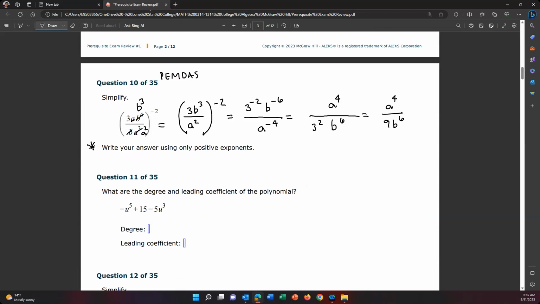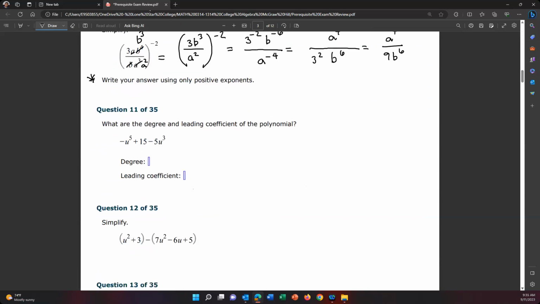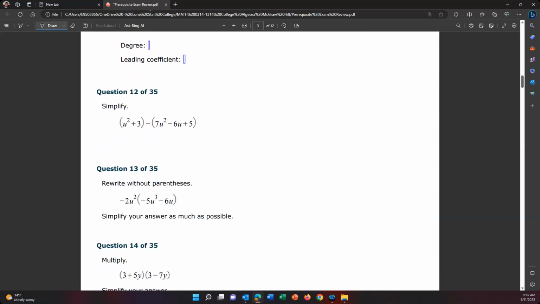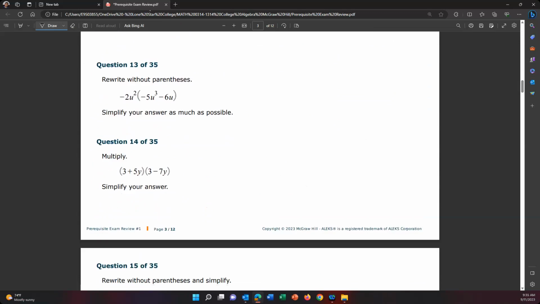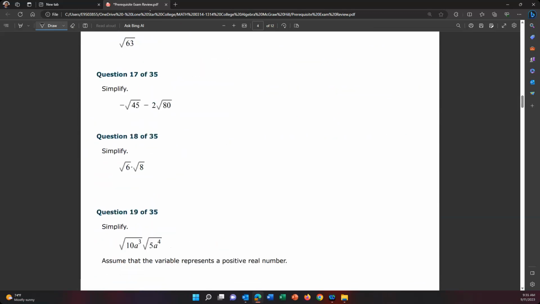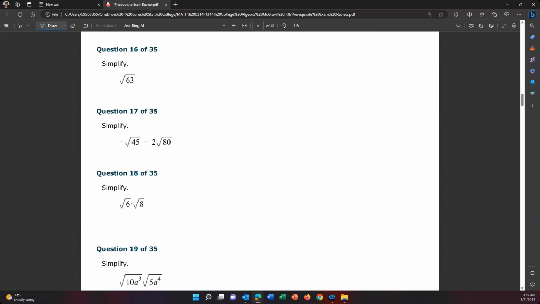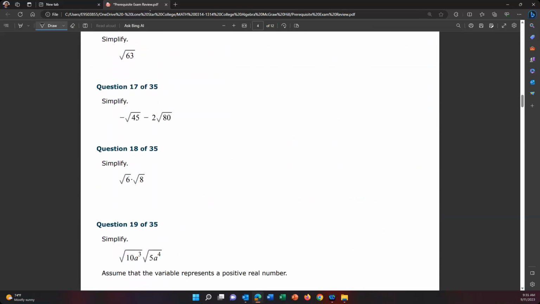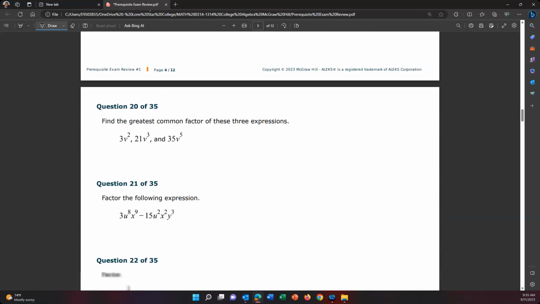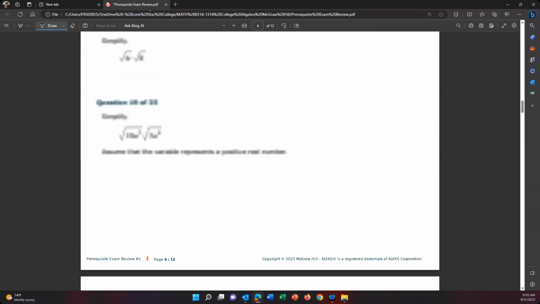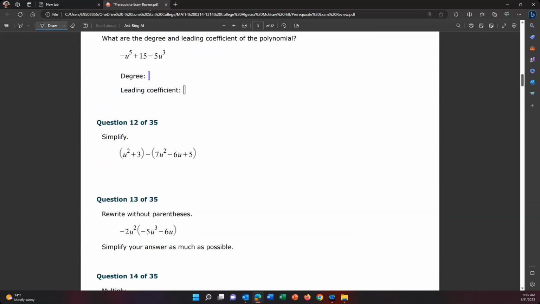Okay, it seems like we're leaving that alone for now and moving into something that talks about degrees and leading coefficient and some good stuff there. Let's see what else is on the menu. Seems like we're about to add. Okay, so we got some more of the same thing for quite a few. This page is about radicals. Okay, then we got some factoring. Okay, let's keep rocking and rolling.